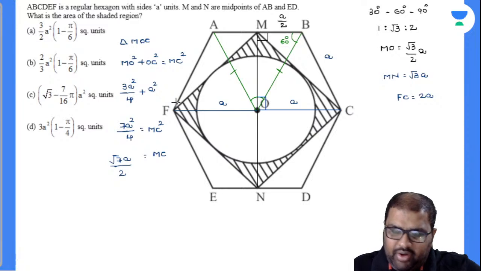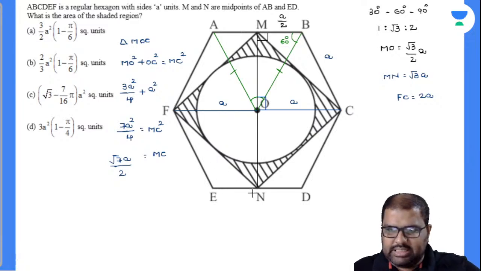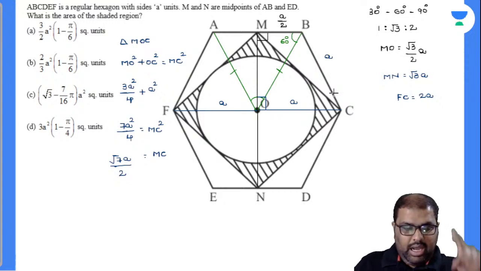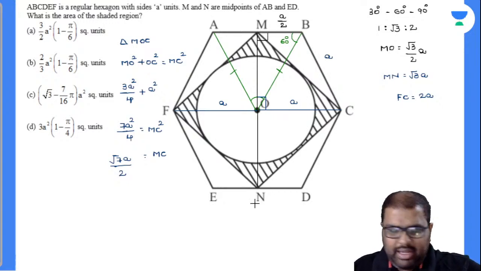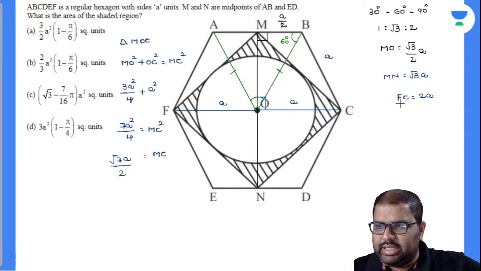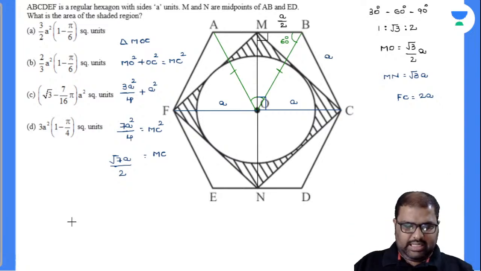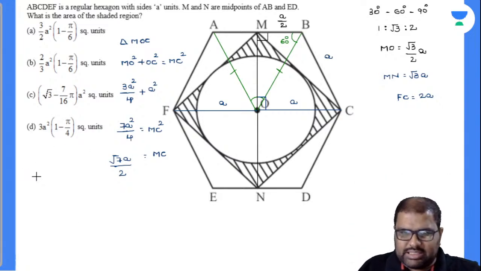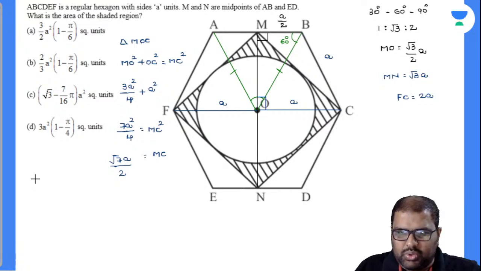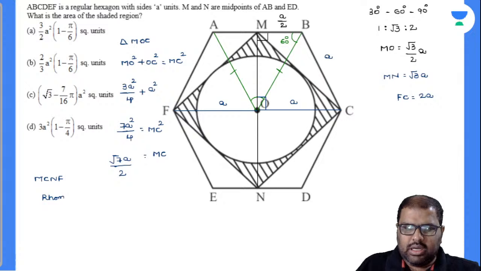Now see here, MF also will be the same. FN will also be the same. NC will also be the same. All the sides of the quadrilateral are the same. And you closely observe there, FC and MN are diagonals, and these diagonals are unequal. One diagonal MN value is root 3 A, FC value is 2A. When all the sides are equal and the diagonals are unequal, this quadrilateral is nothing but called what? Rhombus. Am I right or wrong? So MCNF is a rhombus. How many of you got this point? MCNF is a rhombus.